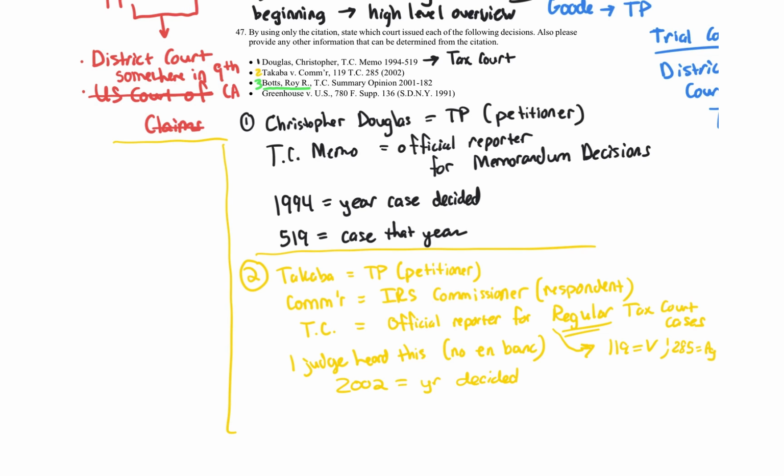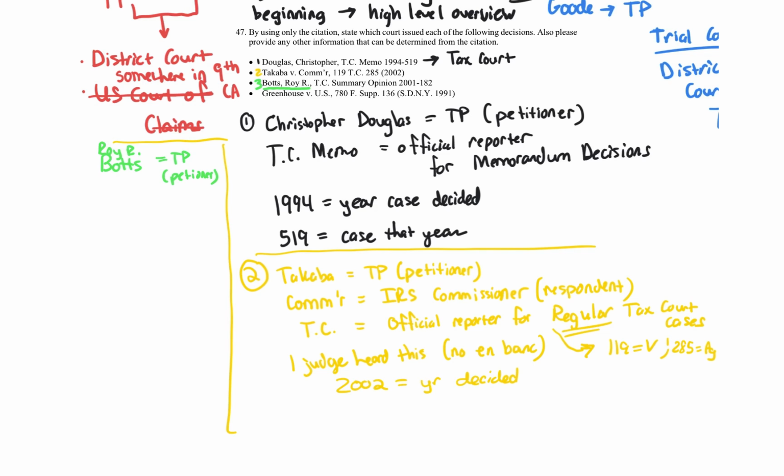So this is, of course, Roy R. Botts, we'll just put that, Roy R. Botts is the taxpayer, which again is the petitioner, always petitioner. The respondent, of course, is the IRS. It's not in there, but it's always going to be the Commissioner of Internal Revenue is respondent.